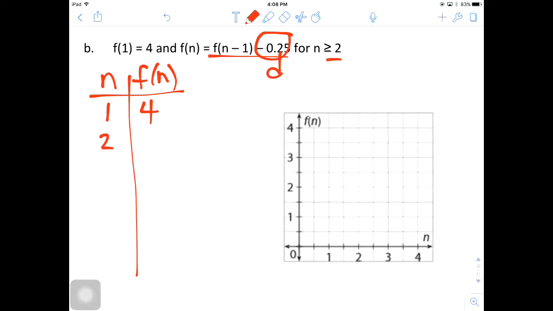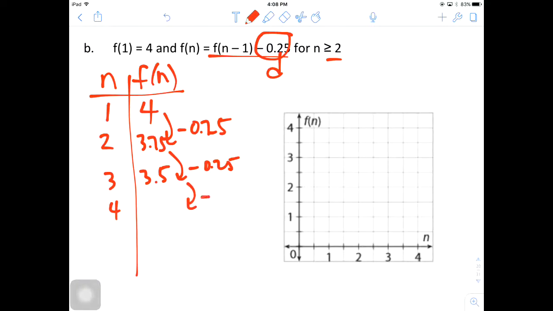So the second term is going to be the previous term minus 0.25, which should be 3.75. And then you're going to minus 0.25 again, which is 3.5. And then the fourth term will be subtracting 0.25 again, which is 3.25, and so on and so forth. So I'm going to just stop it right here to say that it keeps going.